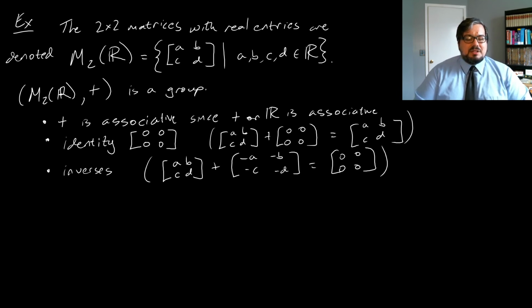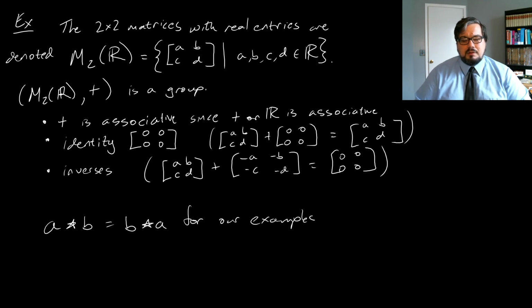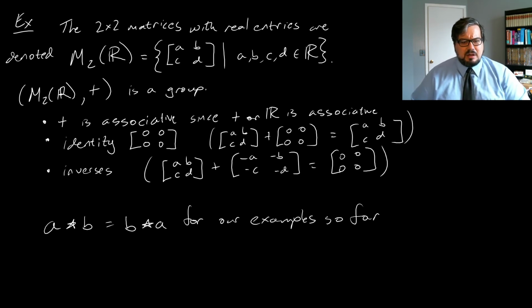Now, one thing I want to point out is that all of the examples of groups that we've seen so far have had their operation be commutative. So in all of our examples so far, we've had that A star B is equal to B star A. We've had some non-groups that didn't have commutative operations. But all of our examples of groups so far have had this, but not all groups do. Not all groups have an operation that is commutative. The ones that do, we give a special name to.